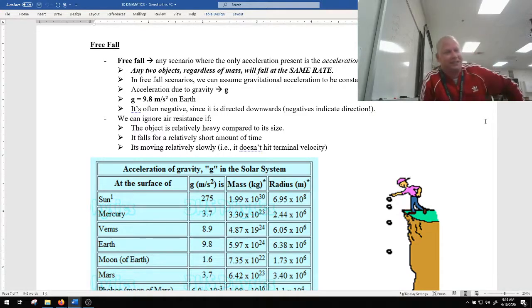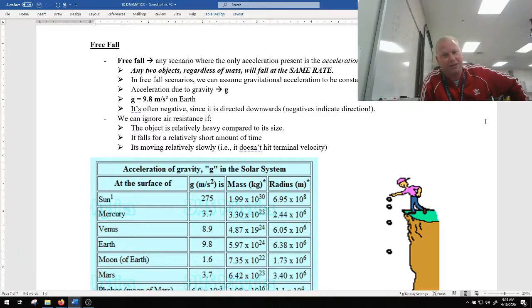Now, again, your acceleration due to gravity on Earth is 9.8 meters per second squared, and we have a special variable for that. It's just lowercase g. Now, one thing to be careful of. Little g is not gravity. If you say gravity, you're talking about the force. Little g is the acceleration due to gravity.